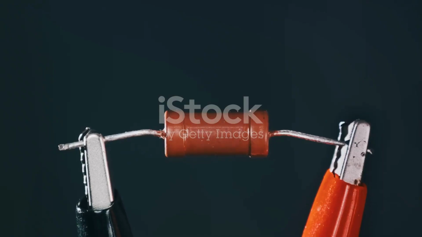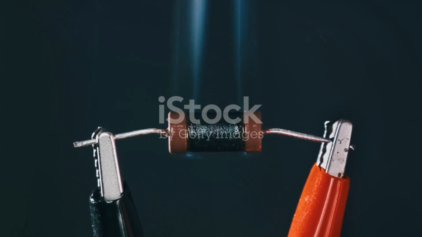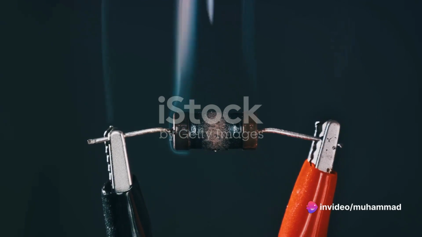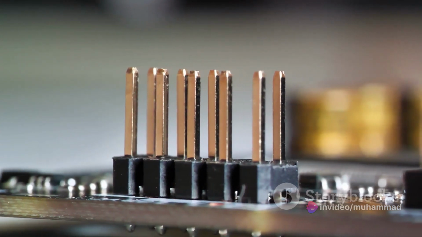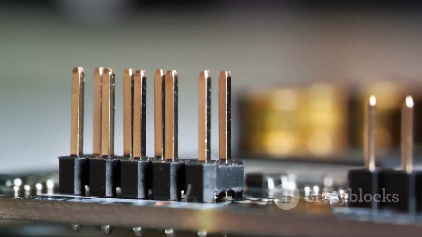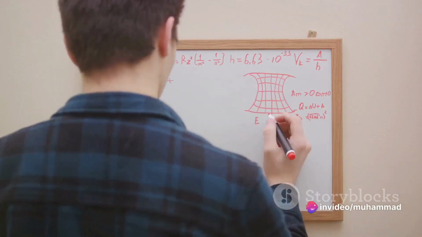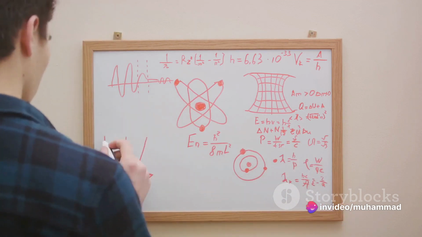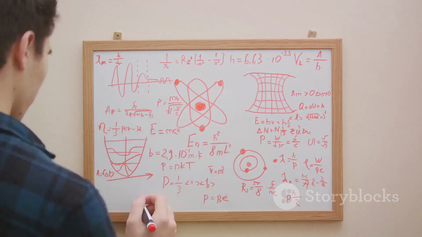Lastly, we consider resistance, symbolized by R. Resistance is the property of a material or component that opposes the flow of electric current. It's measured in ohms. Materials with high resistance impede the flow of current, while those with low resistance allow current to flow more easily. Ohm's law establishes a fundamental relationship between these three parameters, allowing engineers and scientists to predict and control electrical behavior in various circuits.